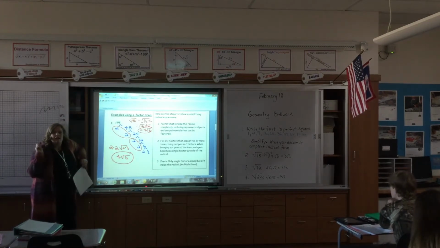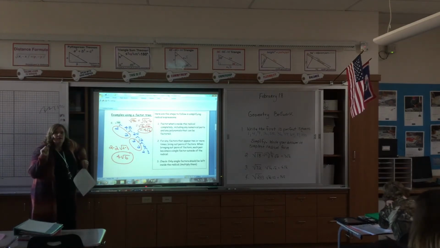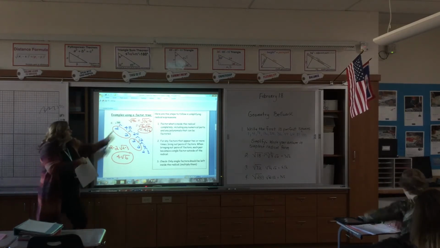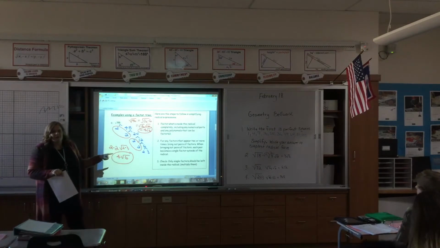So square root of 96 is equal to the square root of 16 times what? 6. Right? So then you can write that as the square root of 16 times the square root of 6, which is equal to 4 square roots of 6.